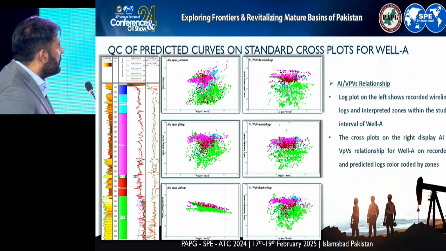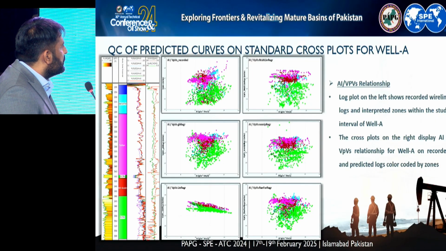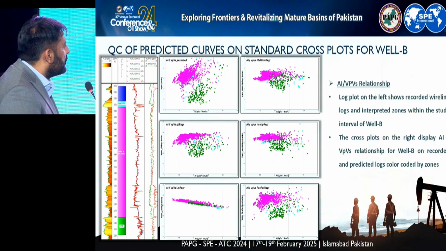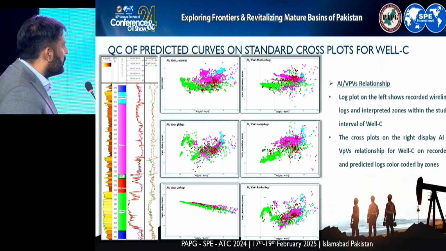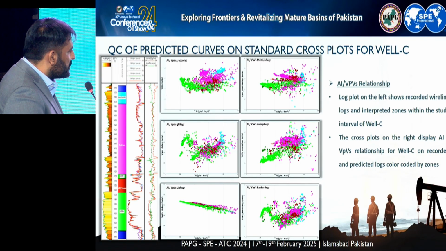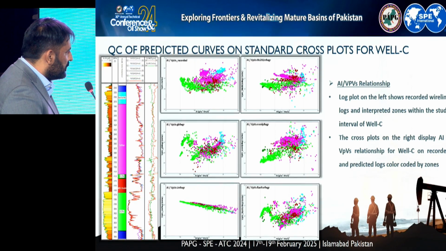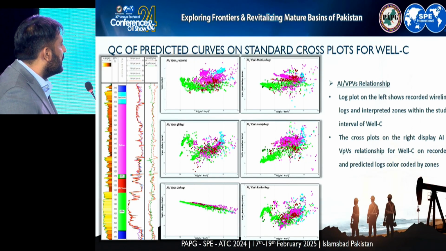So we have also performed the cross plot for the acoustic impedance versus VP-VS ratio for well A, for well B, and for well C. You'll see that the modeled response based on the multilinear regression is best matching with the recorded response. All other algorithms are also responding to that, and the linear regression model, because of the linear assumption, is not matching with the recorded response.